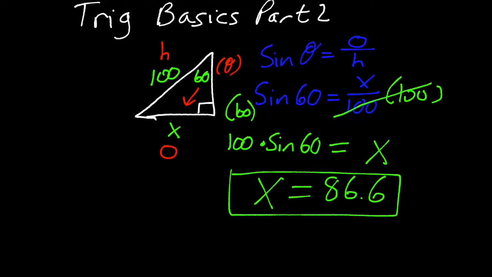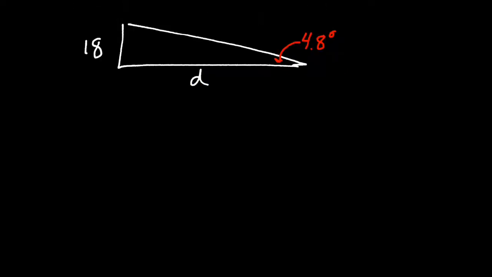Okay, let's try one more, and then that's going to be it for this video. Alright, here's a little bit of a different triangle this time. There's our right angle. We know that this side is 18 units. This side we don't know. And the angle down here is 4.8 degrees.